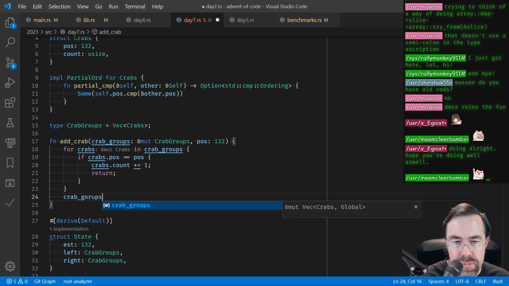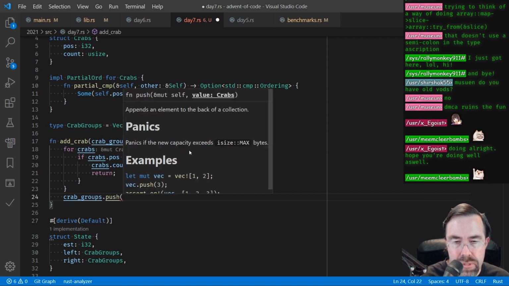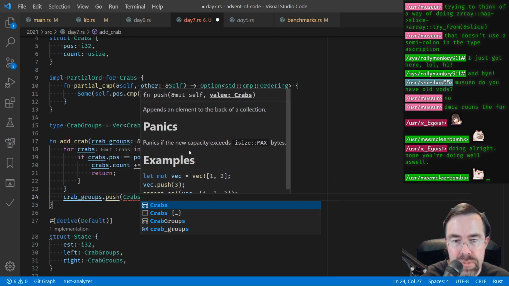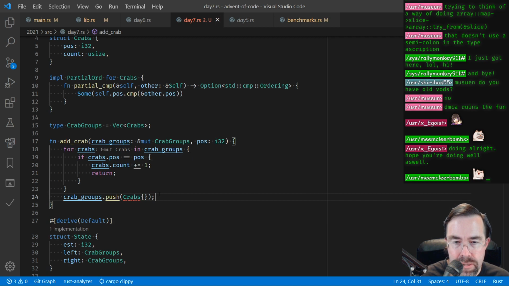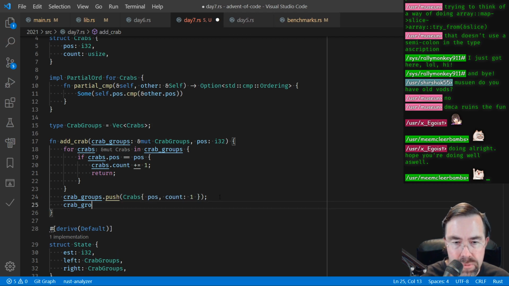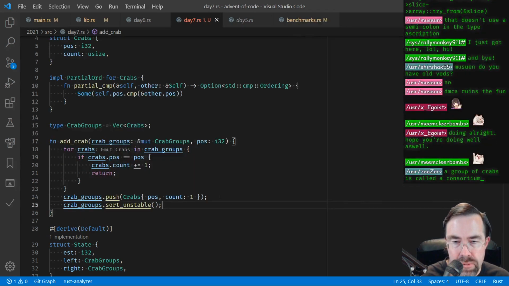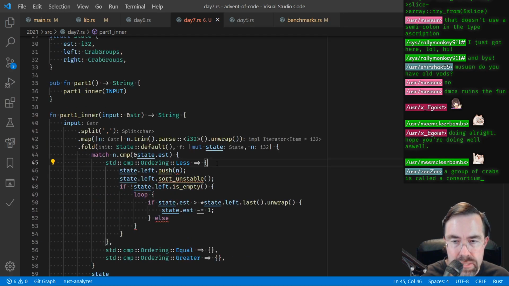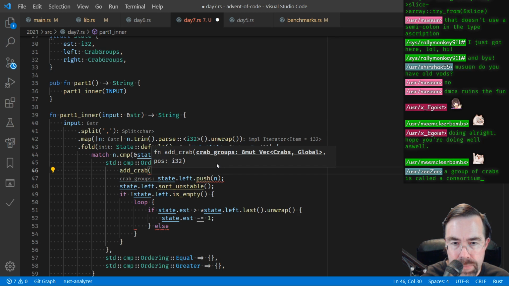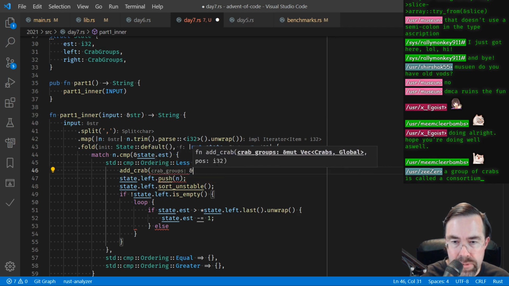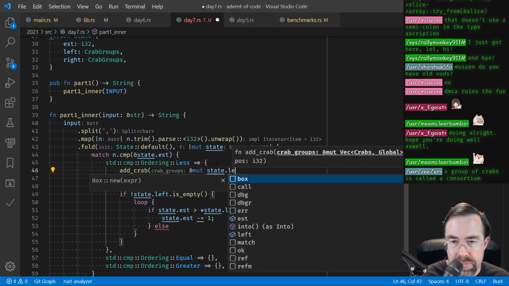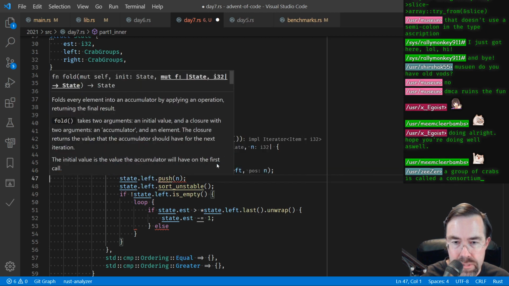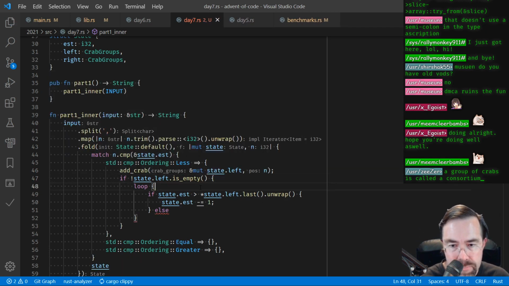Crab groups dot push crabs, and fill in fields. The position and the count is 1. And then crab groups dot sort unstable. There we go. So then this just says add crab, state dot left mutably borrowed, and put in the n for the position. And we don't need to sort. Okay.